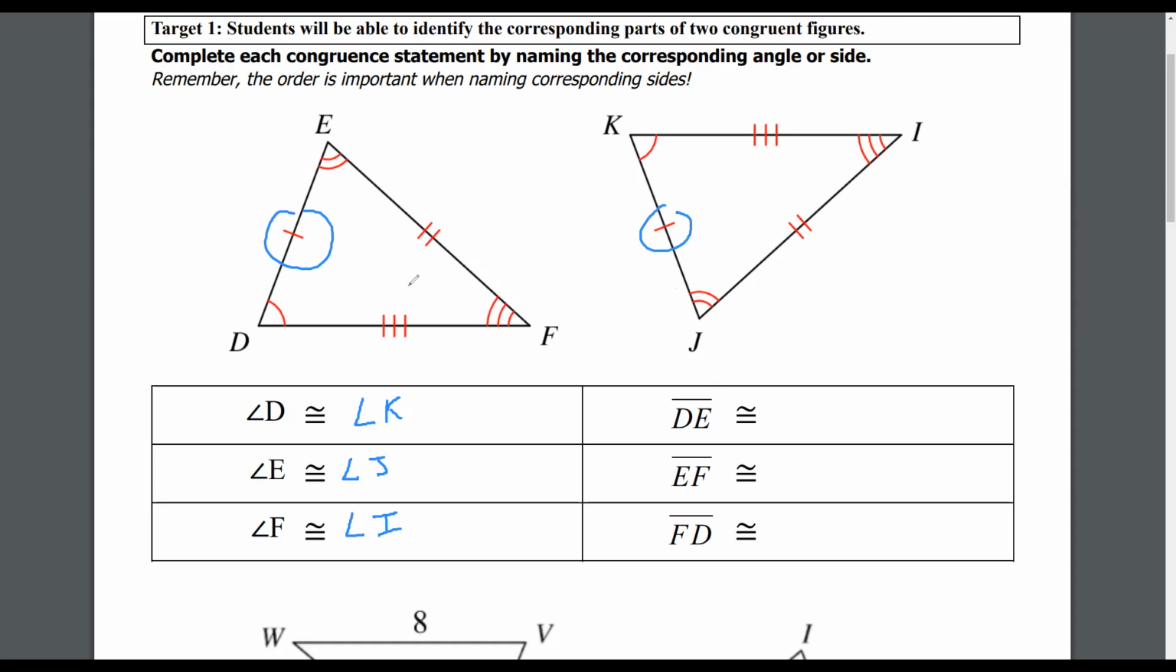I need to make sure I'm following the same order, right? So DE, is it JK or KJ? Well, it's going to be KJ, right? And I'm going to put a bar over that.